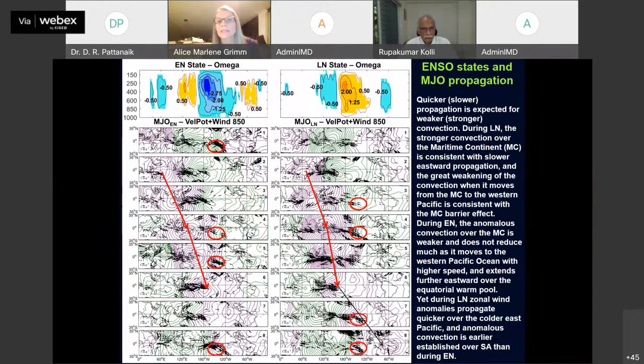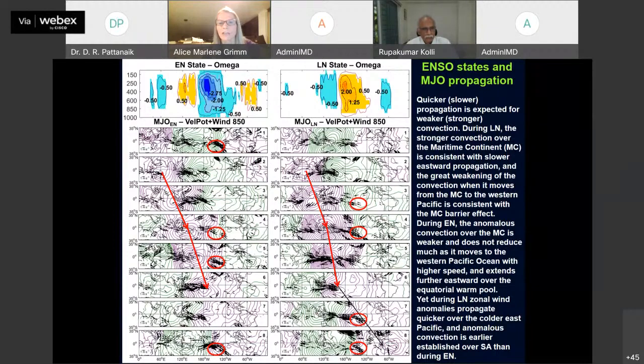Well, and how ENSO states affect the MJO propagation. Here we can see that, we know from previous work that quicker or slower propagation is expected for weaker or stronger convection. During La Niña, the stronger convection here over the maritime continent, the Eastern Pacific, the Eastern Indian Ocean and Western Pacific, this stronger convection is consistent with slower eastward propagation, as can be seen here, comparing with El Niño.